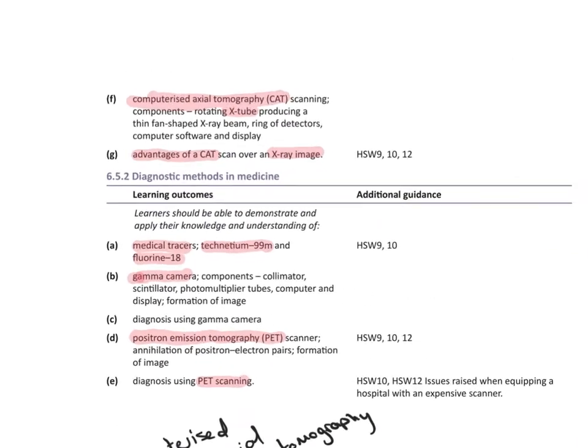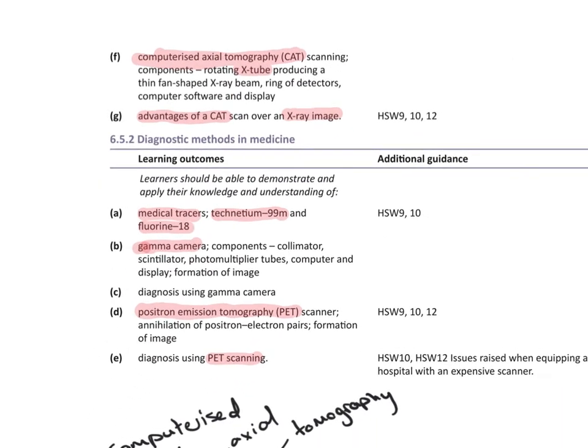So going back to the learning objectives, we have looked at CAT scans. We talked about the rotating X-ray tube that produces a thin fan-shaped X-ray beam, has a ring of detectors, and the computer software and the display, how it all comes together, and the advantages and disadvantages of CAT scans over an X-ray. So next thing we're going to look at are the medical tracers.